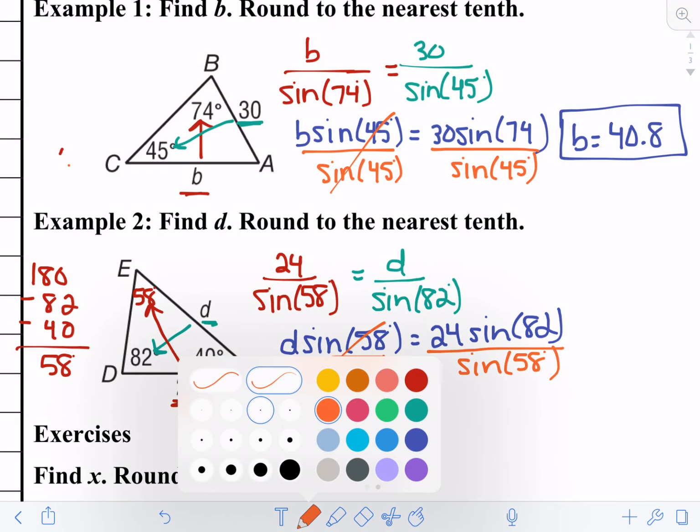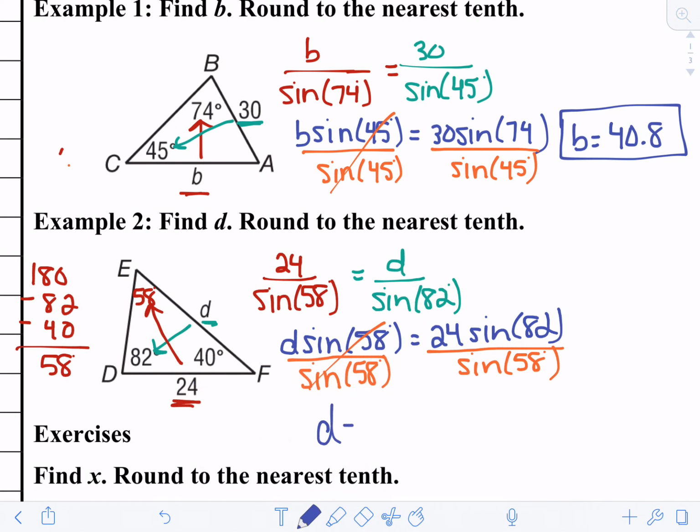So all that is crossed off, and when you type in the calculator 24 times sine of 82 divided by sine of 58 and round to the nearest tenth, you will get 28. And there's no units again on the triangle, so that is that.